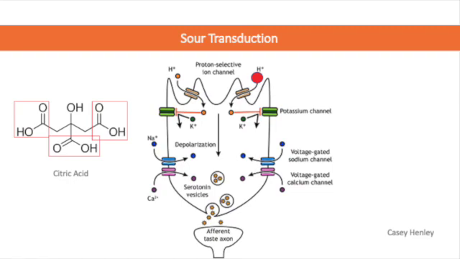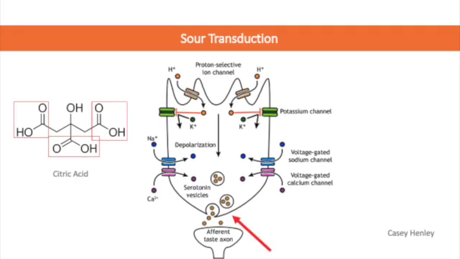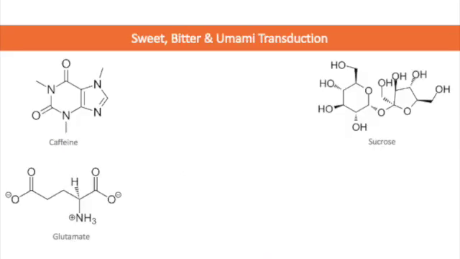Just like in our salty receptor, hydrogen ions can directly interact with a proton-selective ion channel to flow into the cell. But rather than directly leading to depolarization of the cell, they stick to the end of the potassium-selective channel, which blocks the channel. When potassium can't leave, a buildup of positive ions in the cell leads to a similar depolarizing graded potential, resulting in serotonin release in a synaptic gap between the receptor cell and a gustatory afferent neuron.